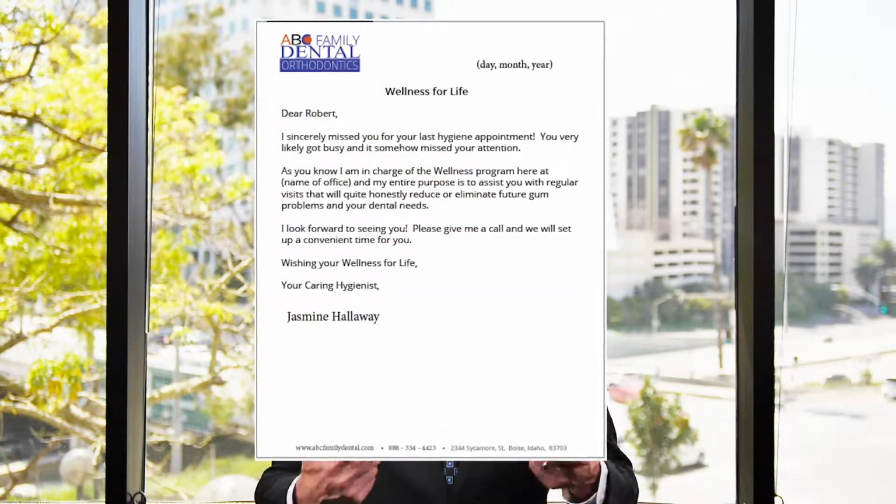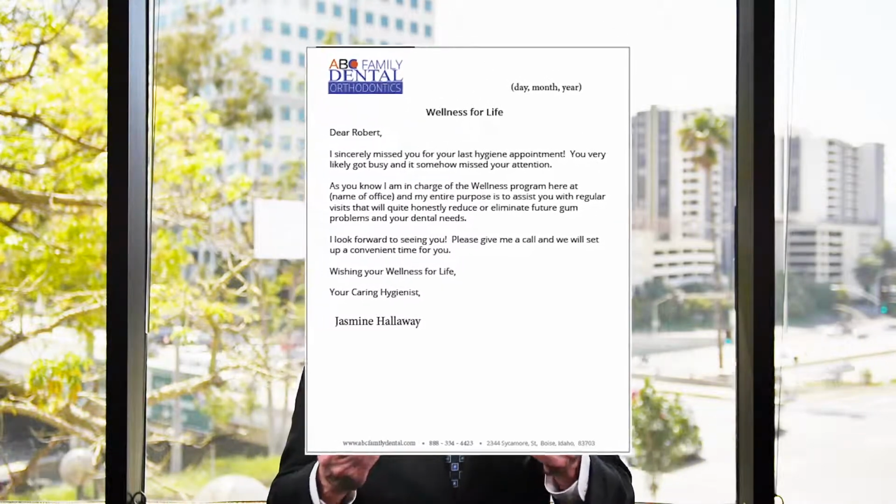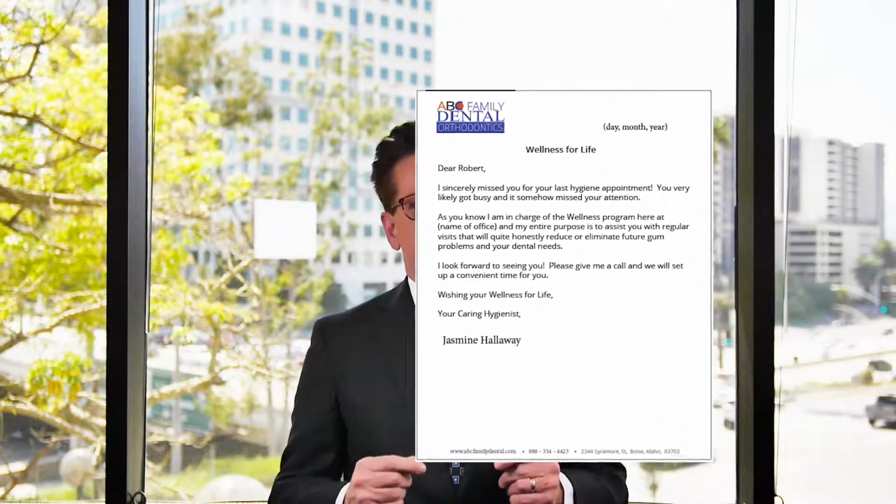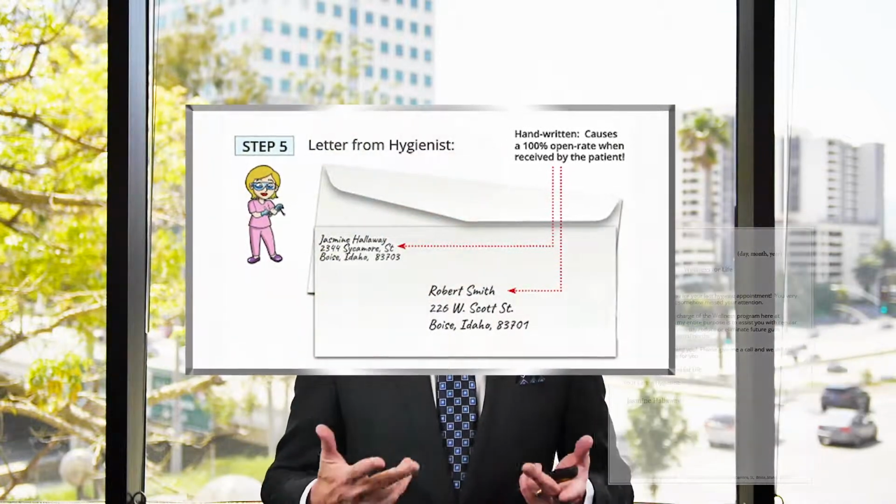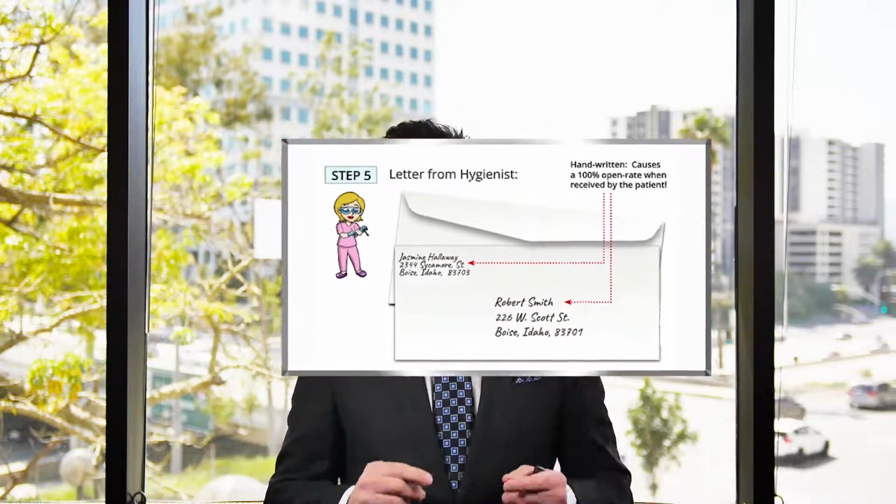The last step, step 5, is a letter. The letter is from the hygienist of record, but administratively is handled by the hygiene coordinator. Here's what the letter looks like, and here is how it's delivered to the patient. It's delivered in a plain envelope. It's always hand addressed, and it's hand addressed for a reason. The reason it's hand addressed is because it'll have a 100% open rate.